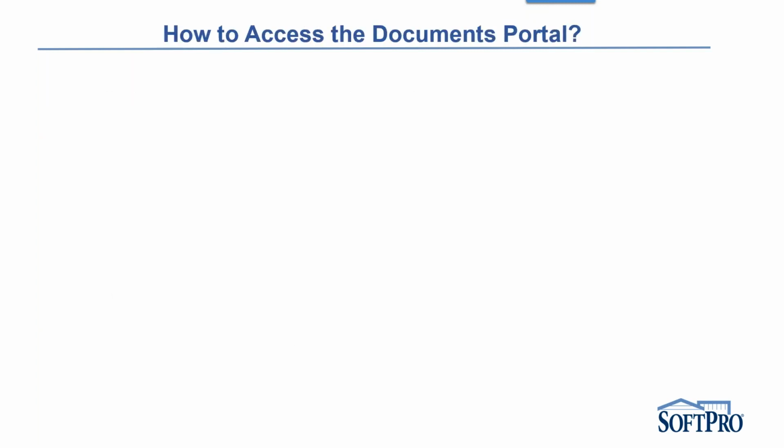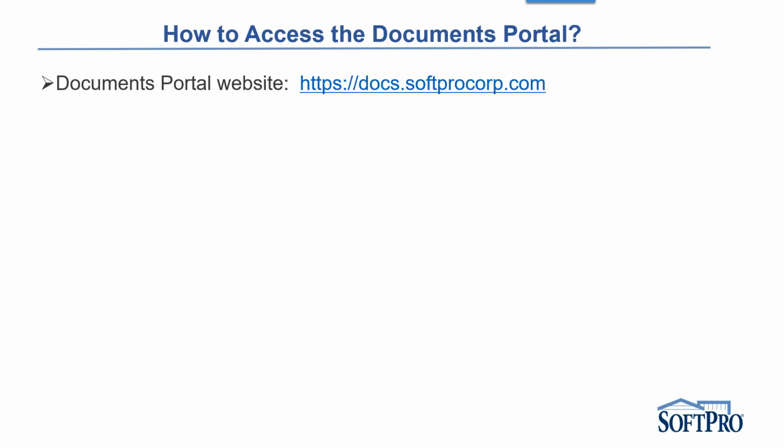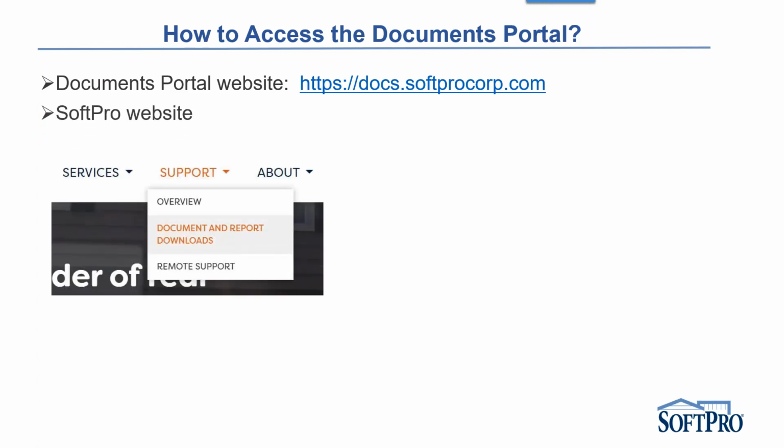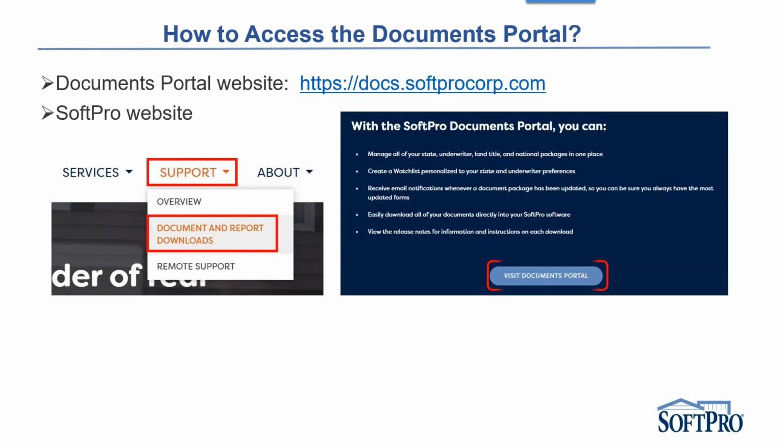So how do you access the Documents portal? First, you can go directly to the Documents portal website at docs.softprocorp.com. Or you can go to SoftPro's website, click on Support, and then Documents and Reports Downloads. Then you can scroll down a little bit to the SoftPro Documents portal section, and click on Visit Documents Portal.